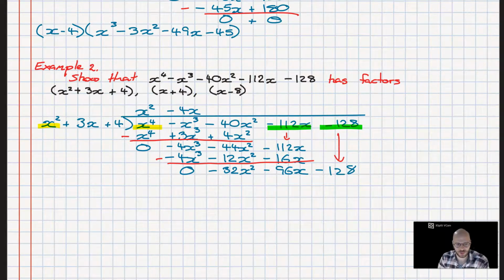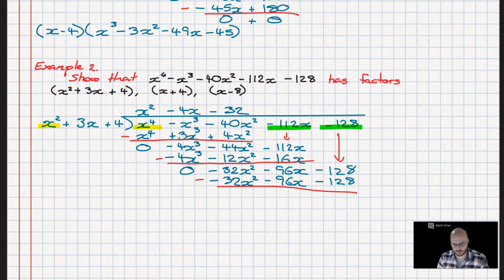Then we ask ourselves, what are we going to multiply x squared by to make it equal minus 32x squared? And nice and simple, just multiply it by minus 32. So it becomes minus 32x squared times 3. That should give us negative 96x. And then the 4 over here is going to come out as minus 128. So when we go for the subtraction, like so, we're going to get 0, then another 0, and another 0.